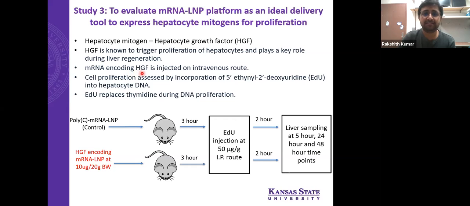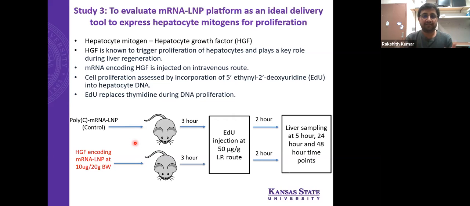mRNA encoding HGF was injected by the intravenous route, and cell proliferation was assessed by the incorporation of 5-ethynyl-2'-deoxyuridine (EdU) into the hepatocyte DNA. EdU is a thymidine analog which replaces thymidine during DNA replication. So whenever the DNA gets replicated, EdU will bind in the position of thymidine, and then we can stain for EdU and confirm whether the DNA is replicated or the cells have proliferated or not.